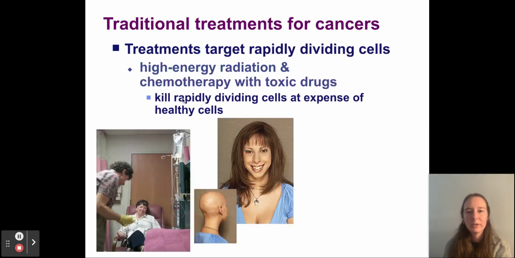All right, so there are treatments for cancer, and what these treatments do is they target these rapidly dividing cells. Chemotherapy and high energy radiation with toxic drugs, their job is to try to kill these rapidly dividing cells, but it comes at the expense of healthy cells. So here, hair follicle cells are going to be destroyed with chemotherapy, because as you're targeting the cancer cells, you're also targeting healthy cells as well.